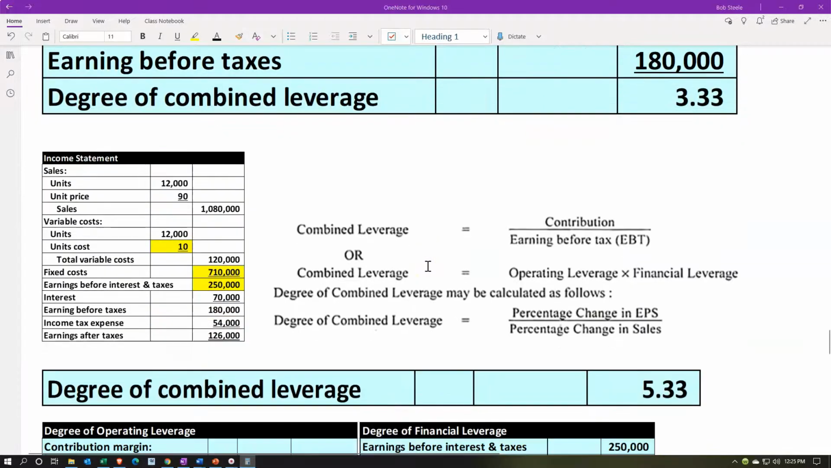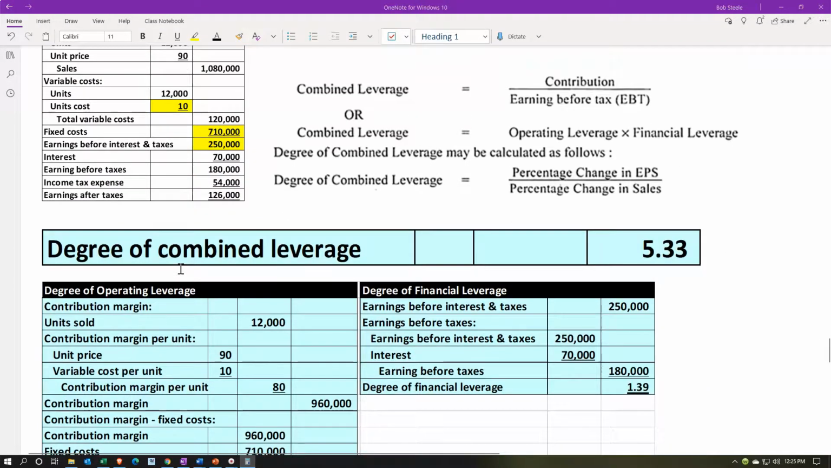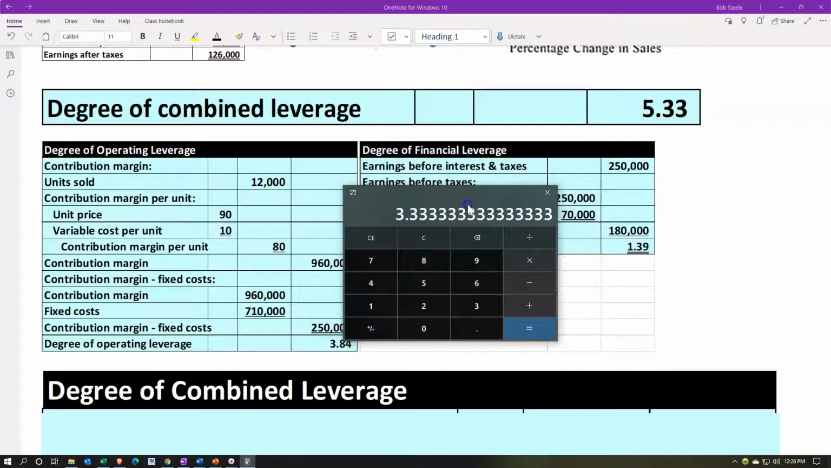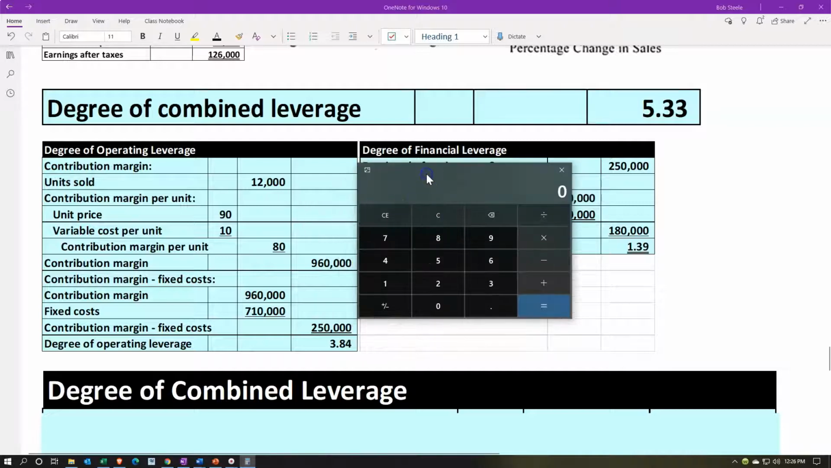Now, if we took a look at scenario 2, where we made the change, we still have the same operating income or earnings before interest and taxes, but now changing the cost structure, variable costs now being only $10 per unit, whereas the fixed costs are now at the 710. If we did our combination between the two, there's two ways we can do it to get our combined leverage. We can multiply the degree of operating leverage and the degree of financial leverage together, which would be the 3.84 times the 1.39. That gives us about 5.33. There is rounding involved again because these two items will have rounding.